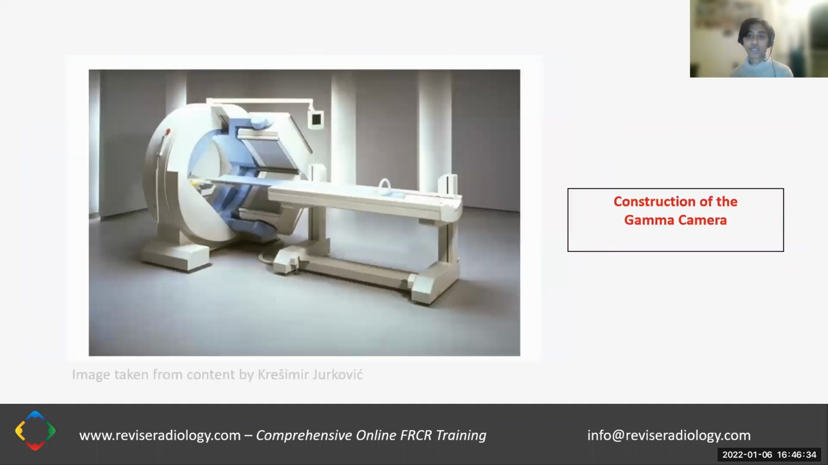Okay, so that's all for the fundamental section. I think these concepts, if they're clear, everything else in the module should be a little easier to understand. So now we'll just look at a few aspects of the construction of the gamma camera. This part will be mostly descriptive and not so conceptual.